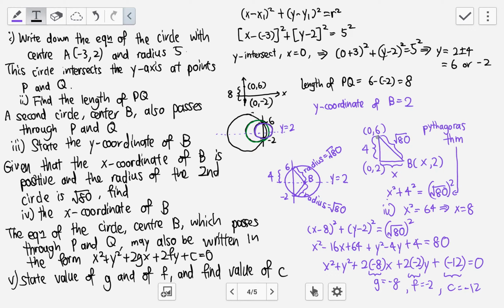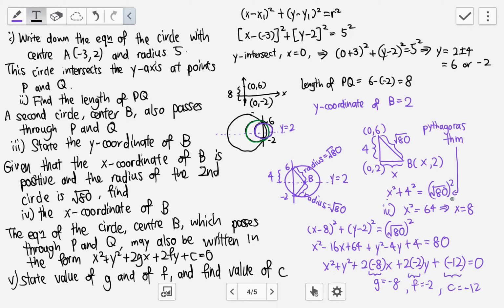So this distance is 4 because 6 minus 2 is 4. The y values differ by 4, and since the x coordinates are both 0, this is 4, and we know that the radius is root 80, so this line is root 80. Using the Pythagoras theorem, I can find x, because x squared plus 4 squared, the sum of the squares of the two shorter sides, is equal to the square of the longer side. Because this is a 90 degree angle, this must be the longer side.